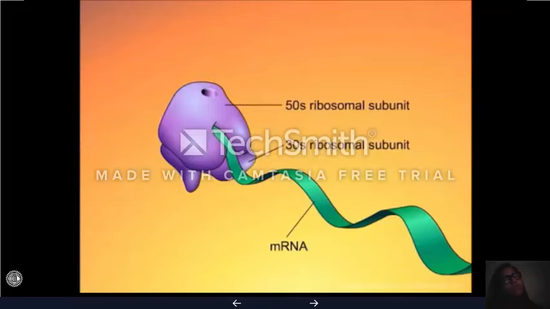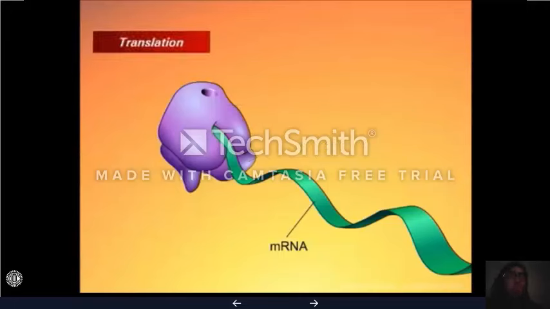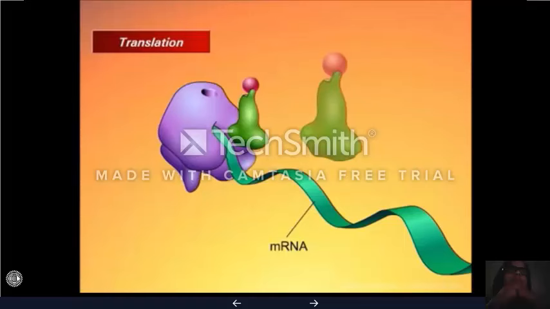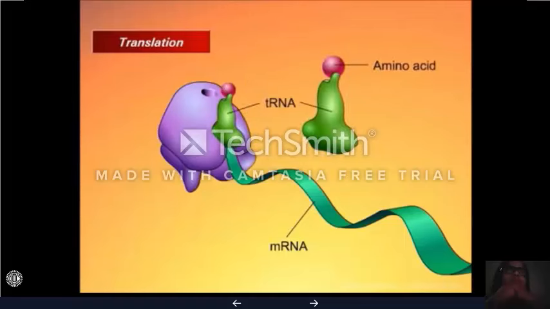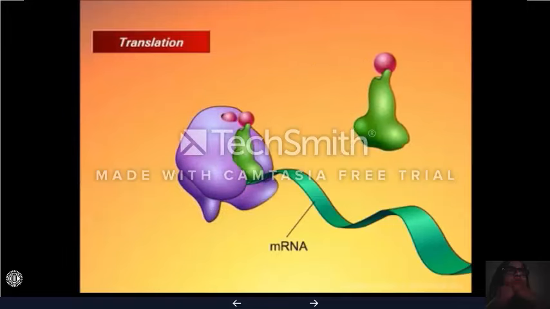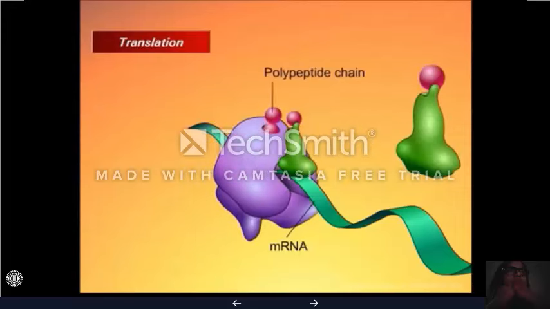After the two subunits join together around the strand of mRNA, synthesis of the polypeptide chain begins. This step involves the aligning of transfer RNA, tRNA molecules, in sequence along the mRNA. Each tRNA carries a unique amino acid determined by the sequence of the tRNA, which, when aligned along the mRNA and ribosome, join together to form the polypeptide chain. This step is known as translation.